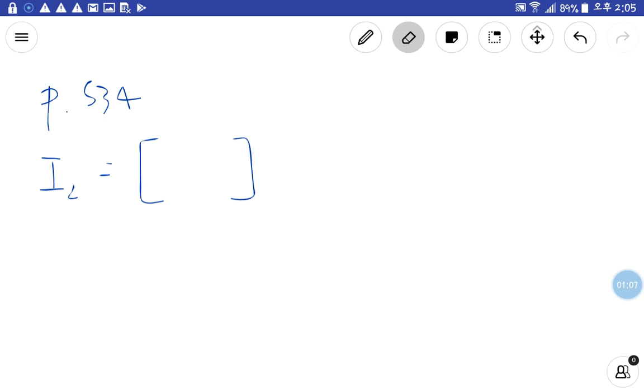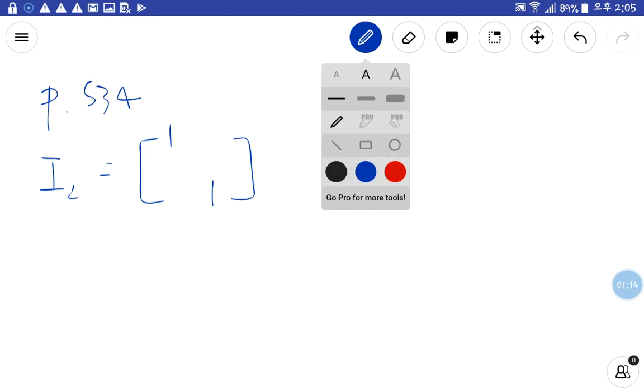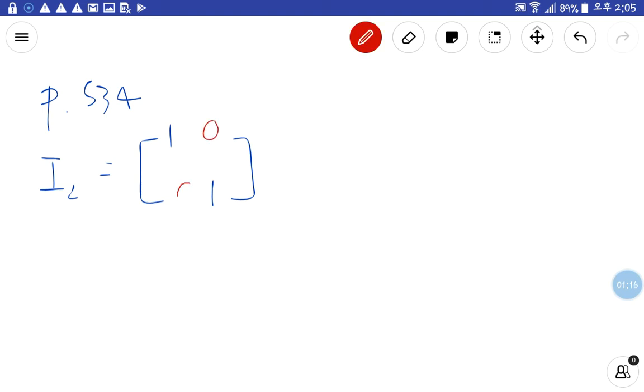What is my main diagonal? Here, here. Starting with my upper left to the lower right, and the other ones you're going to fill in just 0. That's what we call the identity matrix of 2 by 2.